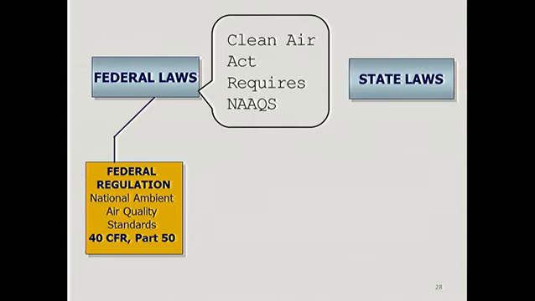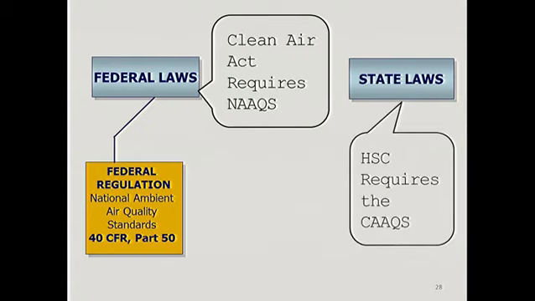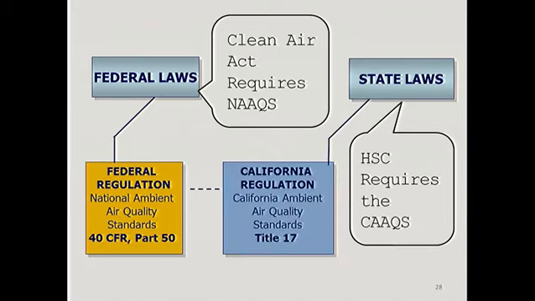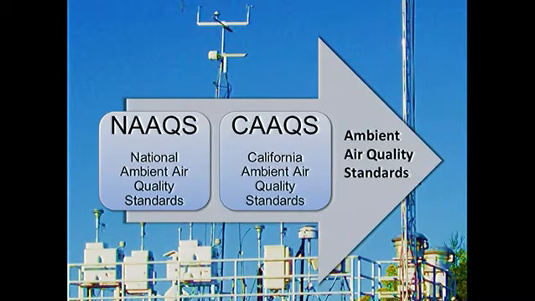Additionally, under the California Health and Safety Code, California, through the Air Resources Board, has also established air quality standards for the same 6 pollutants plus 4 additional pollutants, commonly referred to as the California Air Quality Standards. These standards are typically more stringent than the federal standards. And like the CFR for the feds, California details these standards in Title 17 of the California Code of Regulations.